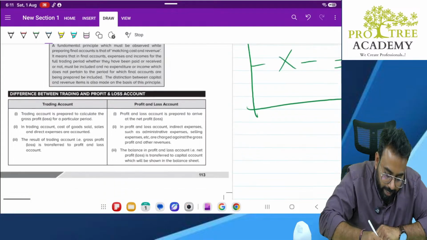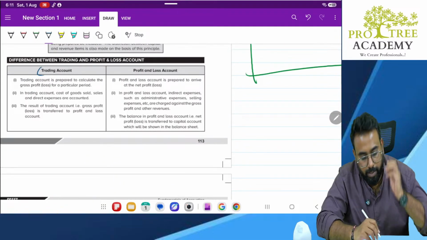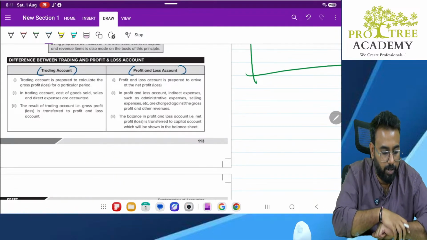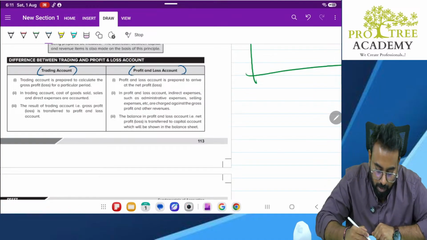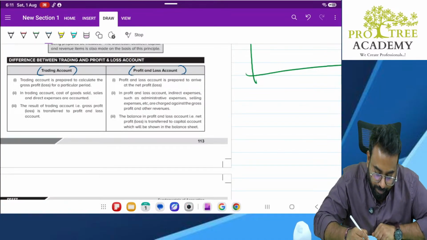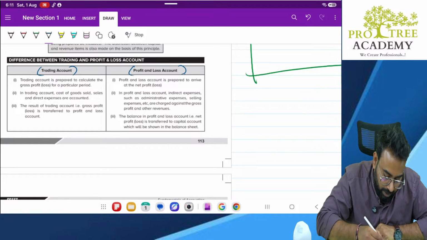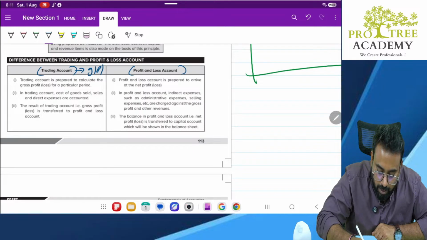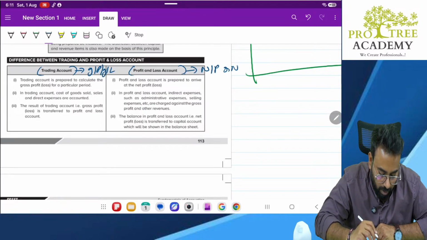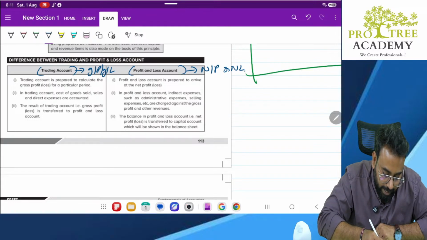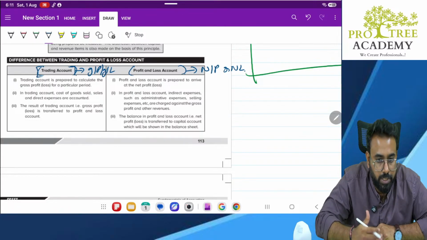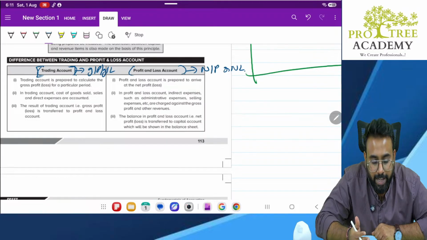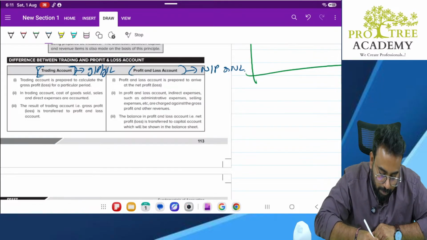What is the difference between trading account and P&L account? Can anyone give me one point? What is exactly prepared? First, trading account is prepared to arrive at gross profit or gross loss. The P&L account is prepared to arrive at net profit or net loss. In the trading account, the data captured is all your purchases, closing stock, opening stock, and direct expenses. In other words, it helps capture cost of goods sold, sales, and direct expenses.